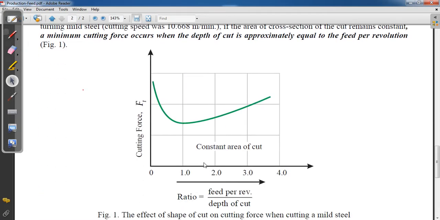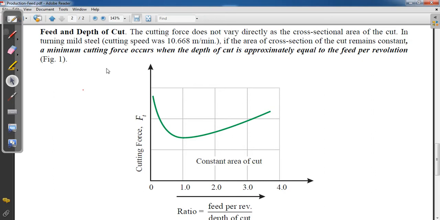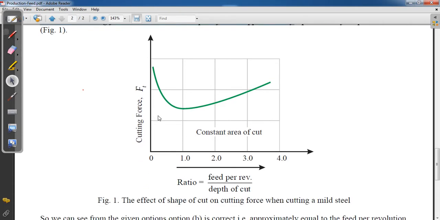So this is the figure. Experiment was done on mild steel during turning. Cutting speed was kept 10.668 meter per minute, and one condition given is area of cross section of cut remains constant. You are not changing area of cut. Then a minimum cutting force occurs when depth of cut is approximately equal to feed per revolution. That is, minimum force is observed where this ratio value is 1. That is, feed per revolution divided by depth of cut is 1. Then minimum cutting force is there.